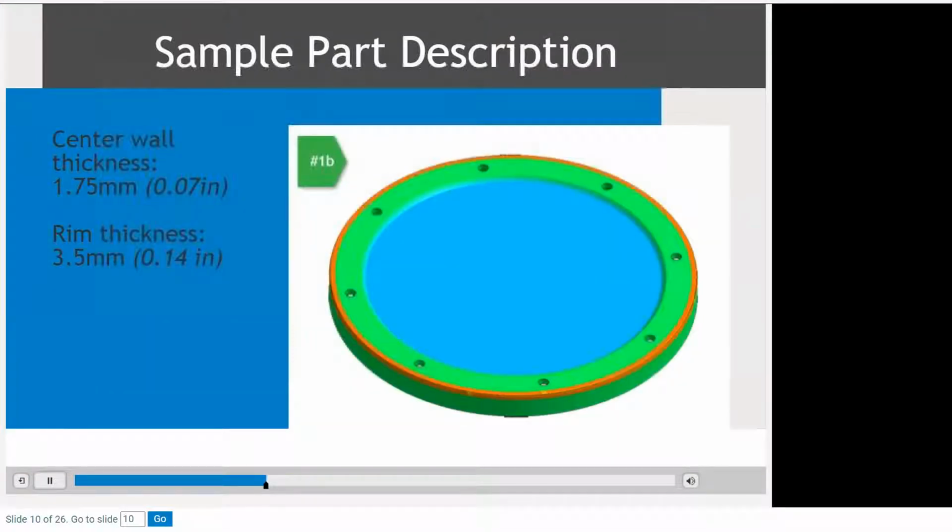To accommodate the desired clarity capabilities, the center thickness is reduced to 1.75 millimeters, with all other variables remaining the same. As you can imagine, wow, 1.75 millimeters. The rim is 3.5 millimeters. We have these holes in here for the screws. Underneath the cover, this section here needs to hold the seal, so that needs to be very flat. But we need this thin wall to be able to look through.